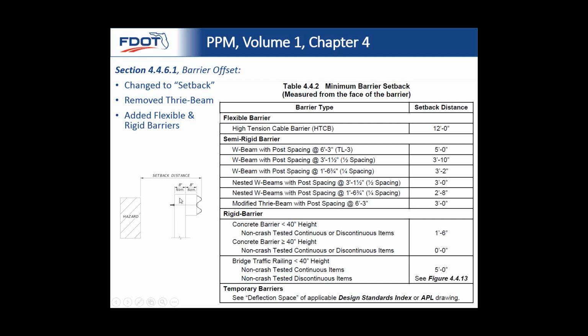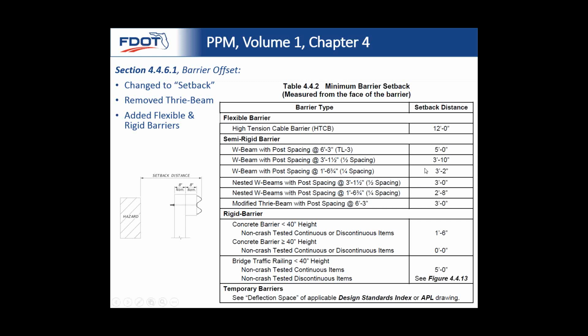Yeah, and there's a picture over here on the left that kind of explains what we're talking about as far as that setback distance. For the flexible and the semi-rigid barriers, these setback distances are based on the deflection space that's available for those barrier types. For W-beam, we have these options for reducing the post spacing or nesting the panels, which is basically just taking 2 panels and matching them up on top of one another to increase the section properties of the section.